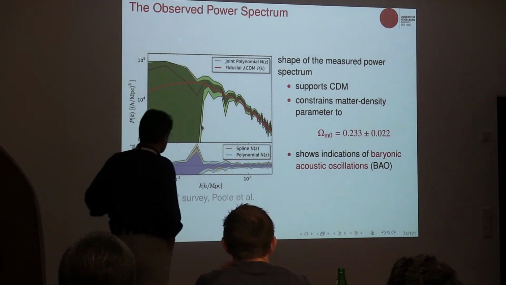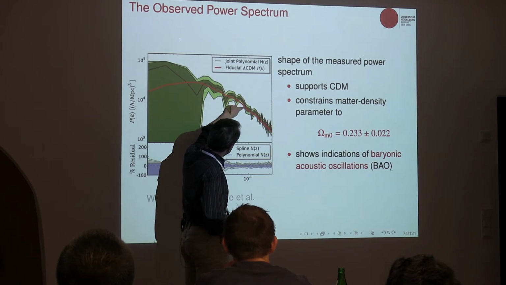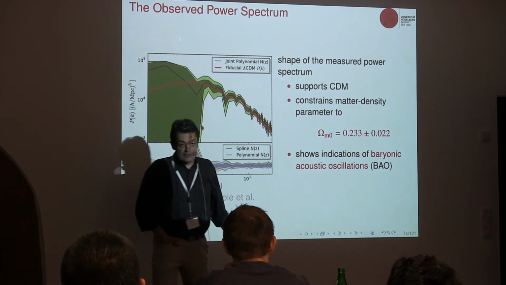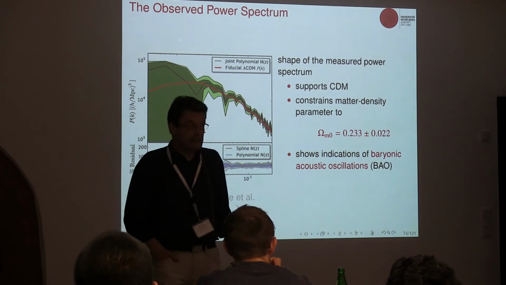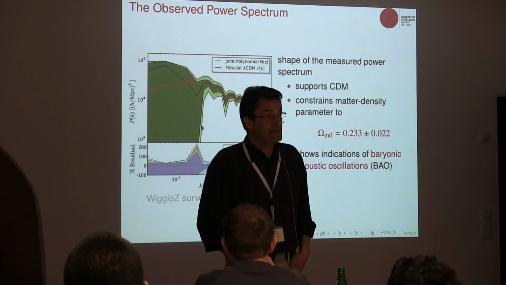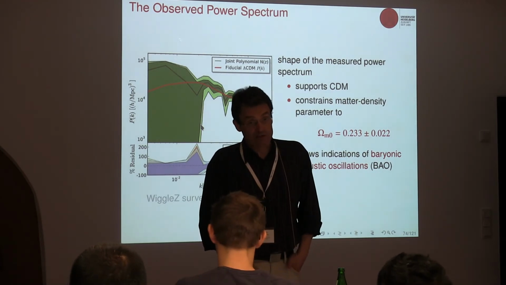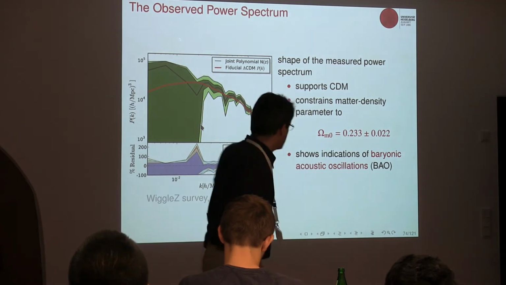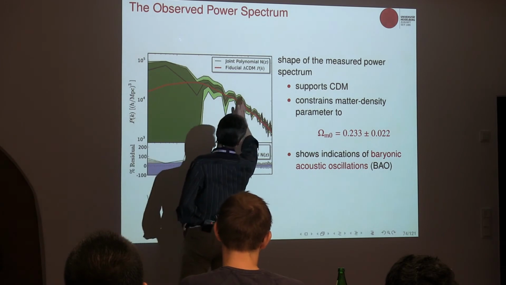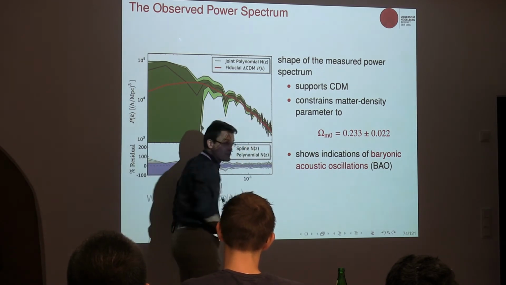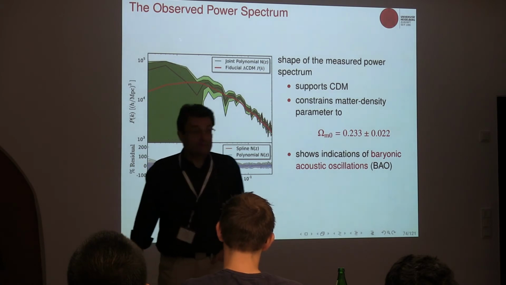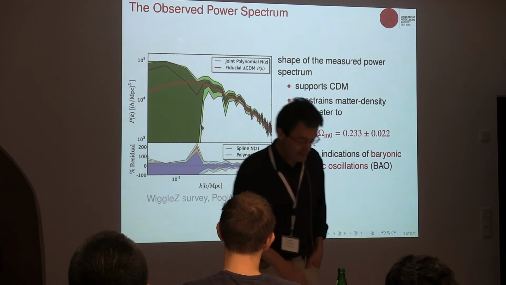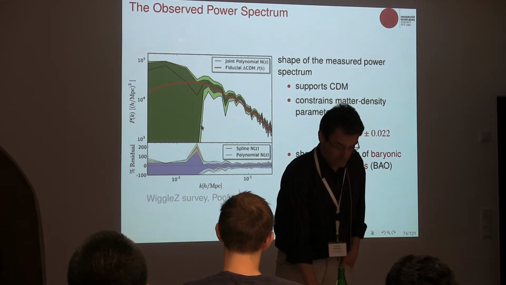In addition, if you look closely, you see some fluctuations here. These are the reflections of acoustic oscillations in the baryonic matter imprinted on density fluctuations in the dark matter, the so-called baryonic acoustic oscillations. They are important because by the physical scale of their wavelength, you can measure the sound speed in the early universe. But that's another important thing. Another matter is probably for tomorrow.